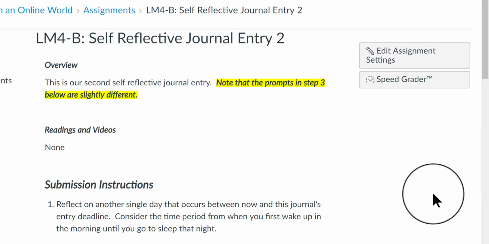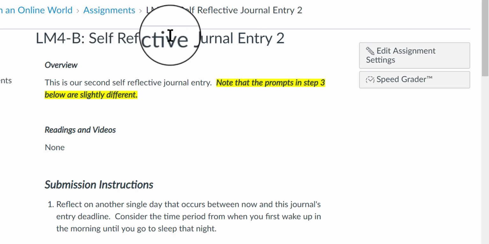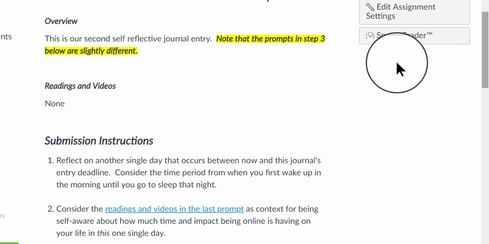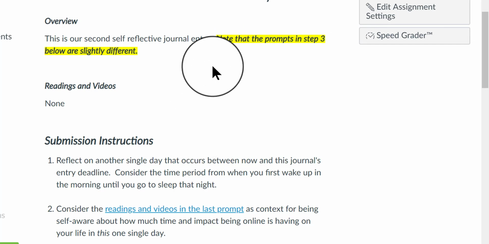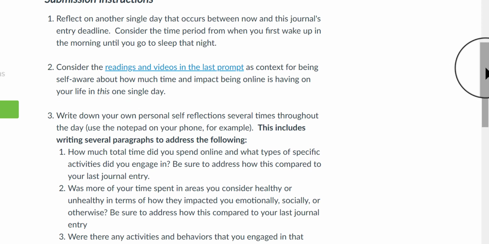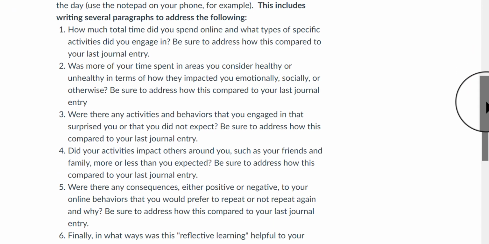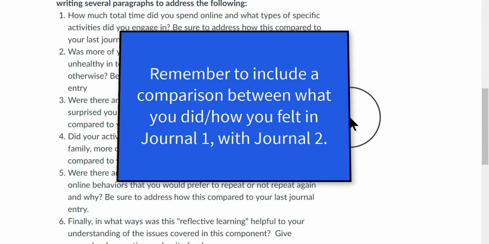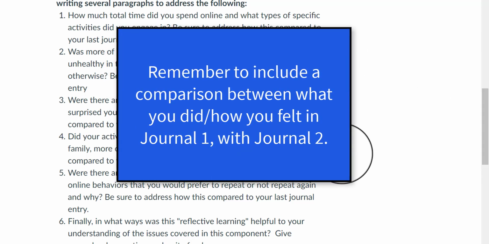Now there are 2 more journal entries you need to do, LM4B, Self-Reflective Journal Entry 2, and also LM4C, which is the 3rd and final journal entry. Please note that the prompts, the information here and questions you're going to answer are slightly different than what you did in journal entry 1, just slightly. So please read through this and make sure that you understand it. You're going to basically answer the same questions that you did in the first journal entry, but you're also going to address how this second journal entry day compares to the first journal entry day that you wrote about.